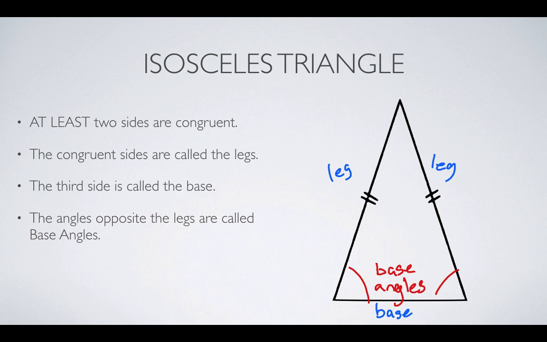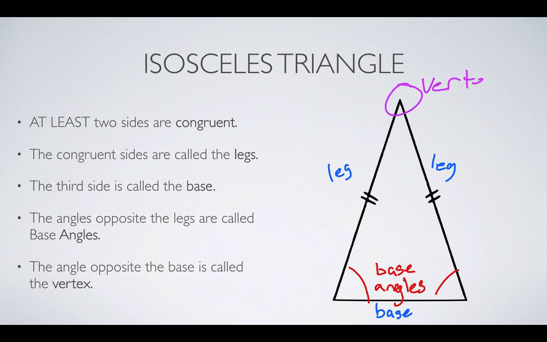Now we do have a third angle in any isosceles triangle, and that is called the vertex. It is opposite the base, and it is formed by the 2 legs. Oh, one very important piece of information that I forgot to put on here that you should put down. The base angles are also going to be congruent.